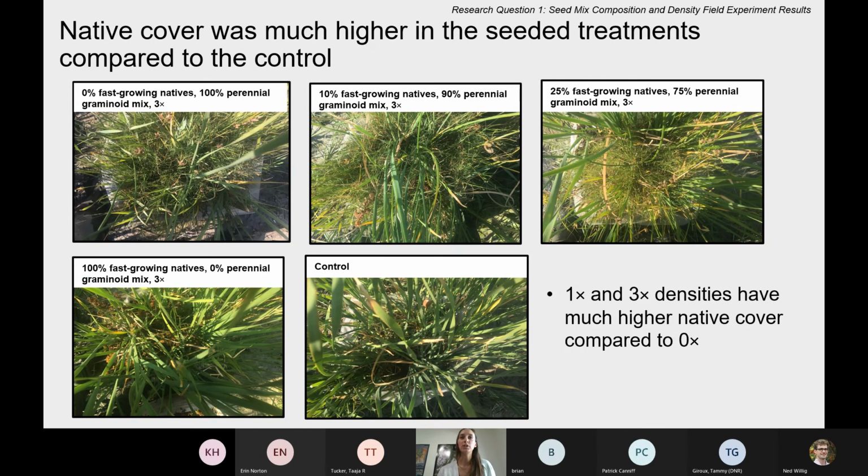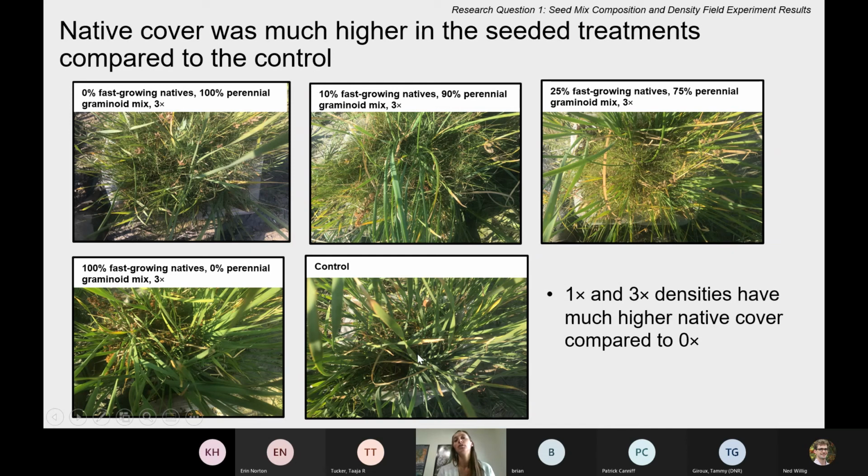And here are some photos that we took at the end of the growing season. So I will talk everyone through this. On the first row here, I'm showing in the 3x density these mixes that had more perennial graminoids, and you can see from the photo, there's a lot of grasses in there. I see some hardstem bulrush. On the bottom row here, I'm showing the 100% fast growing natives mix, which actually had a lot of this biomass senesced by the end. So it kind of looks red or brown and kind of crispy there. And then the control plot, which was not seeded, you can see just a lot of cattail in these plots.